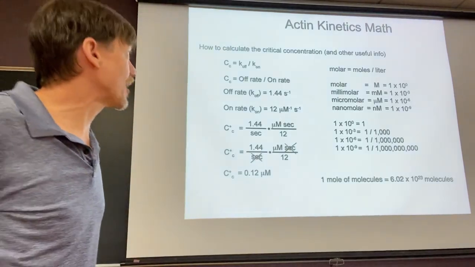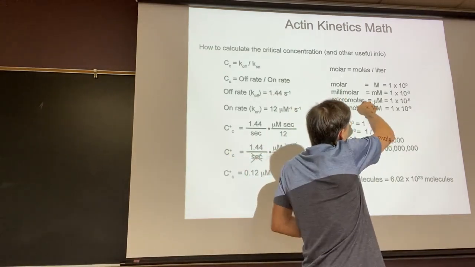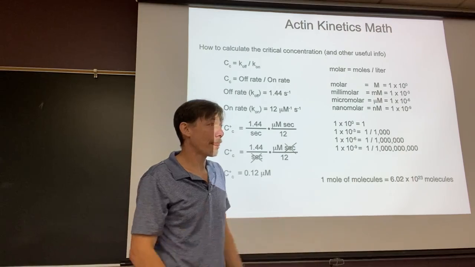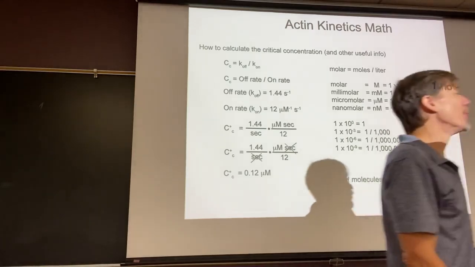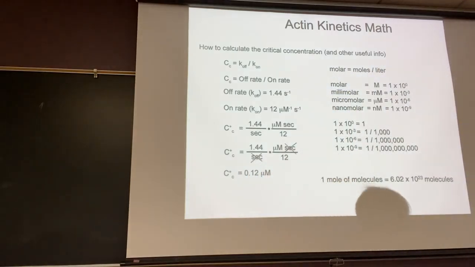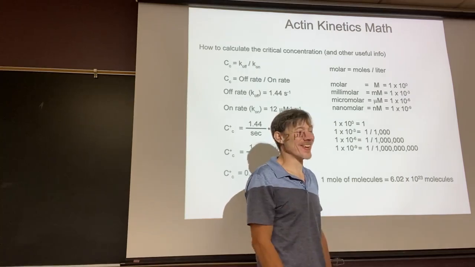So, I'll do a little pop quiz. We know molar is moles per liter. And the question I'll throw out is, what is a mole? It's the amount of substance that contains as many elementary particles as there are in 12 grams of carbon 12. Indeed. So that's a very precise and technical definition. Yes, it is also Avogadro's number. Very, very good.